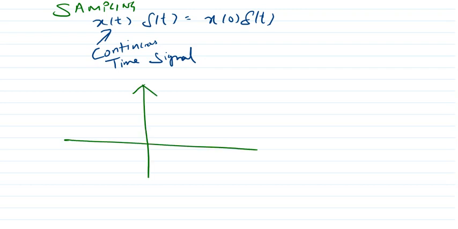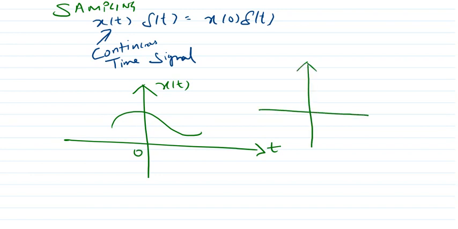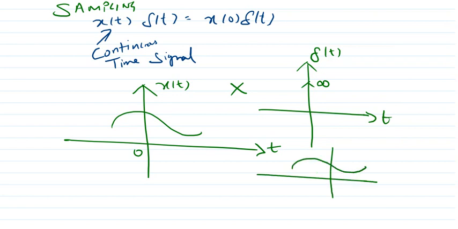So let me explain this property. Suppose this is your x t with respect to t, and you have a del t. If you multiply these two signals, what will you get? You will get a sample at t equals to 0. Only this sample you will get.